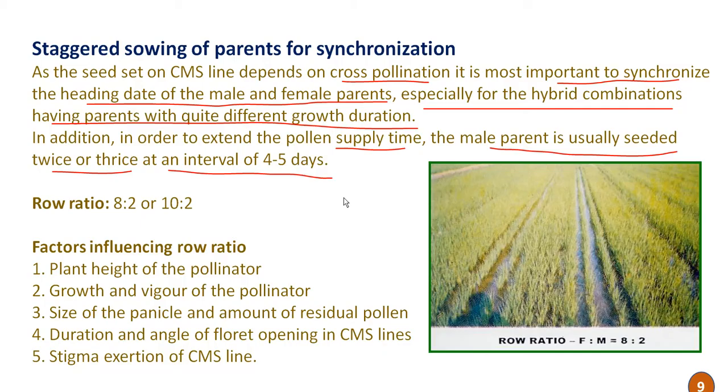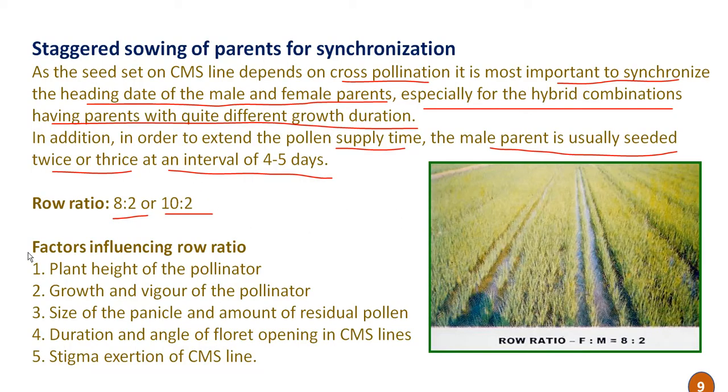So this is another practice that extends the pollen supply for a long duration, so that the male parent is usually seeded twice or thrice at an interval of 4 to 5 days, so that an ample quantity of pollen load is available for a long duration also. Then the row ratio: there is an 8 to 2 or 10 to 2 female to male ratio in hybrid seed production. That means 8 female lines and 2 male lines in between. So this is the row ratio or planting ratio in hybrid seed production of rice.